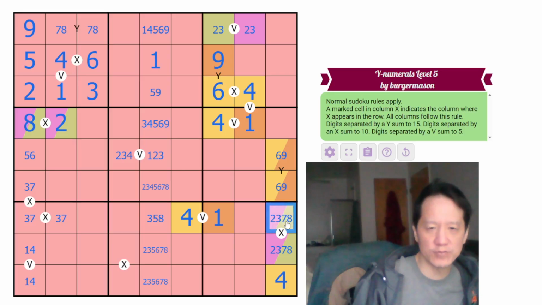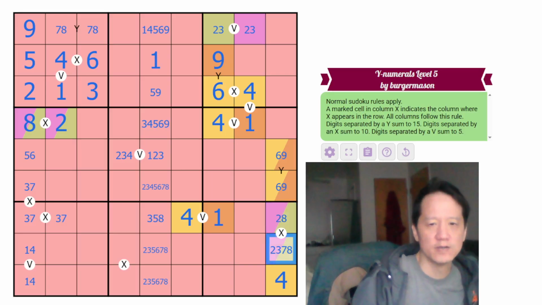This cannot be 3 or 7. So this has to be 2 or 8. And 2 or 8 adds up with 10 with 2 or 8. So this, therefore, this is 2 and 8 here. This is 6 and 9. This can't be 4.